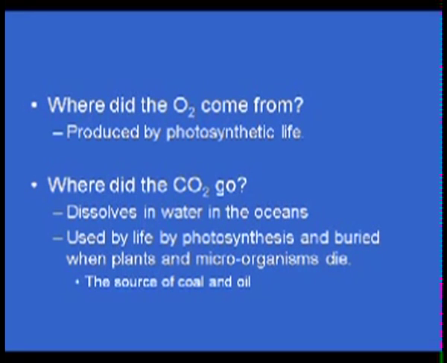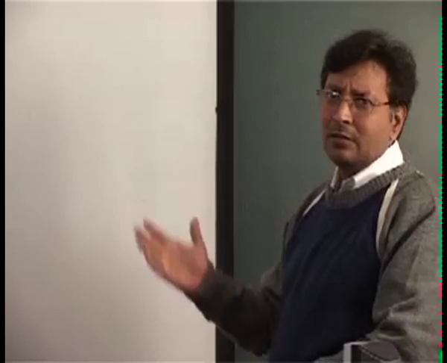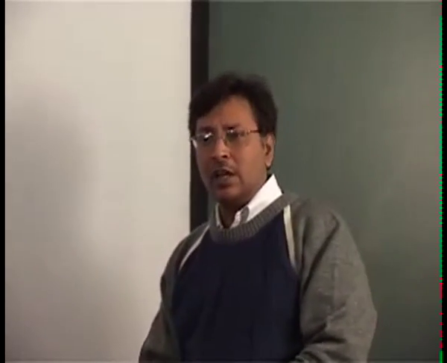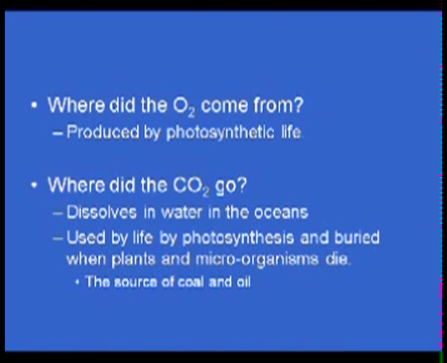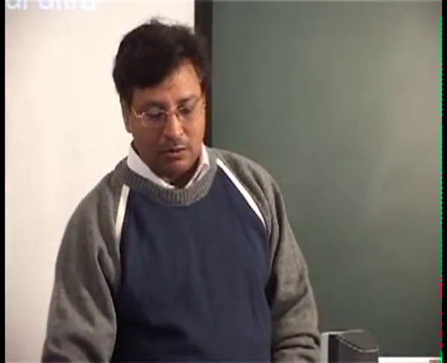So we try to explain what happened and how it happened. So where did the oxygen come from and where did the CO2 go? We have tried to answer that. Dissolved in water in the oceans, used by life through photosynthesis, and buried when the plants and microorganisms die. The source of coal and oil also comes from that. And that is why the hue and cry is that we are using so much fossil fuel that we are building up more and more CO2 again. The CO2 levels probably will not go to the levels which were there in the beginning, but there are other issues you are familiar with, the greenhouse gases and the earth temperature going up, but we won't talk about that.